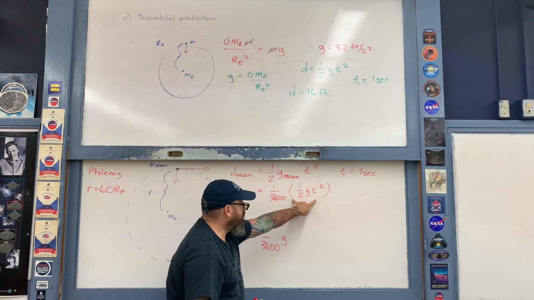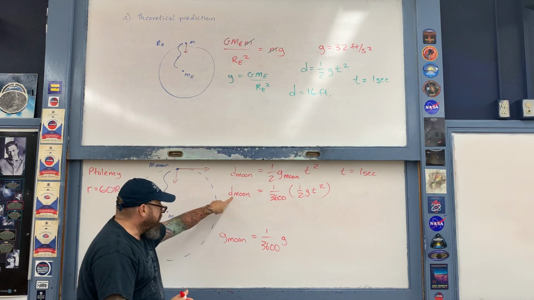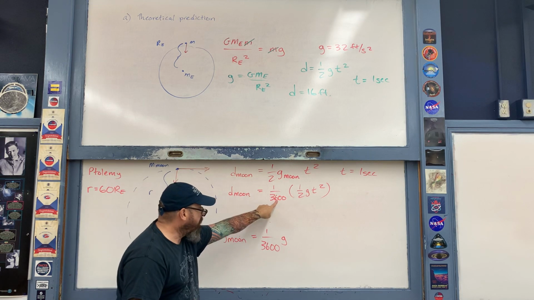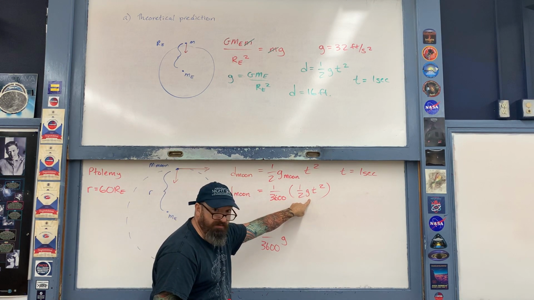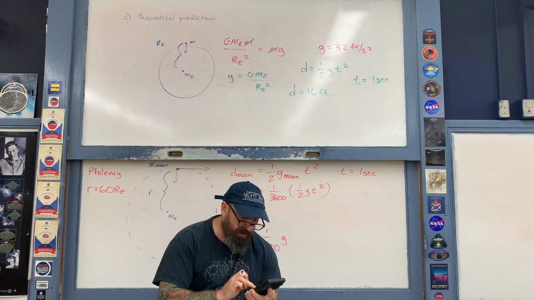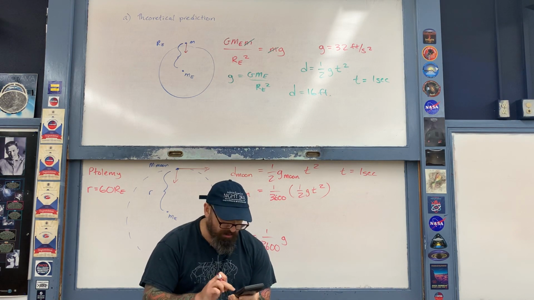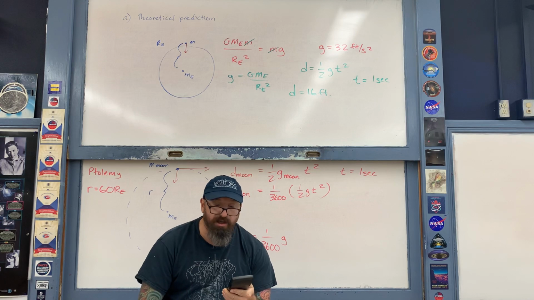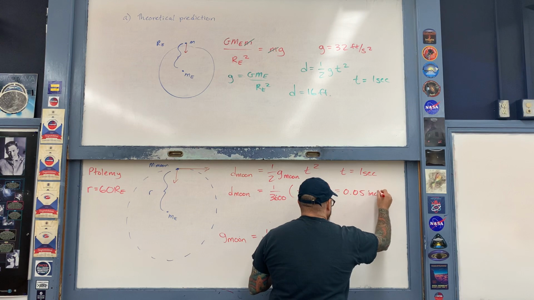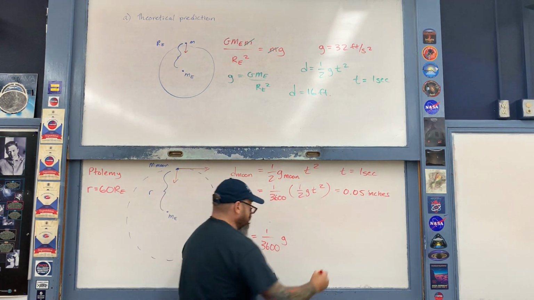And then this distance here from the top board is 16 feet. So according to the theory, the distance that the moon falls in 1 second below this horizontal line should be 1/3600th of 16 feet. Let me go ahead and determine what that number is. So 16 divided by 3,600, and then I'm going to multiply this by 12 inches per foot, and it comes out to be 0.05 inches. 0.05 inches is 1/20th of an inch.